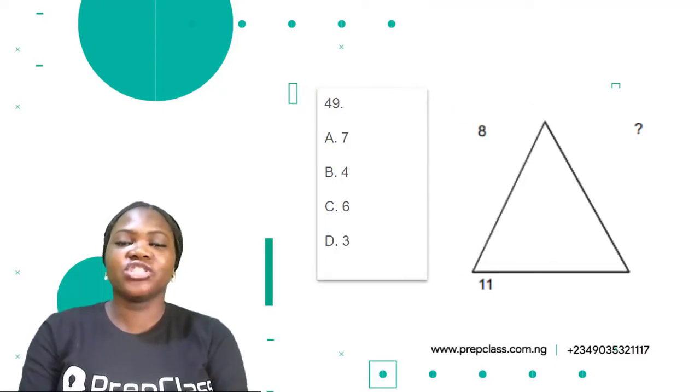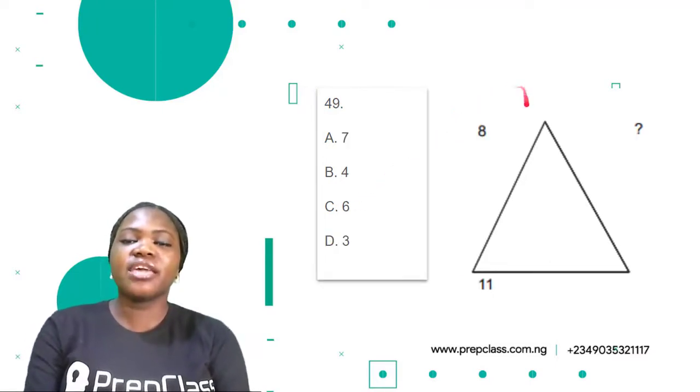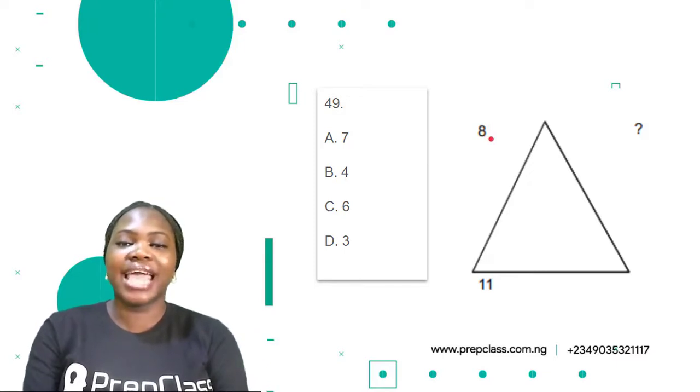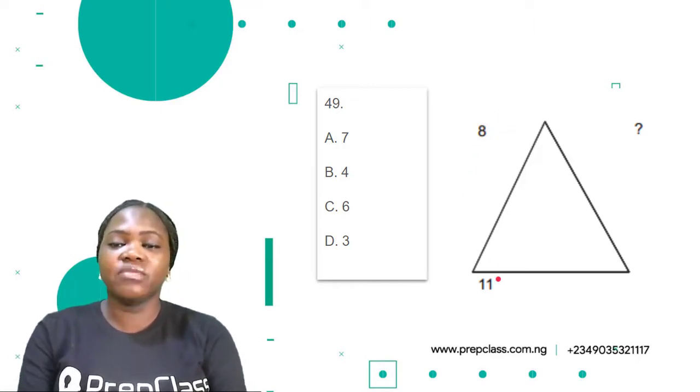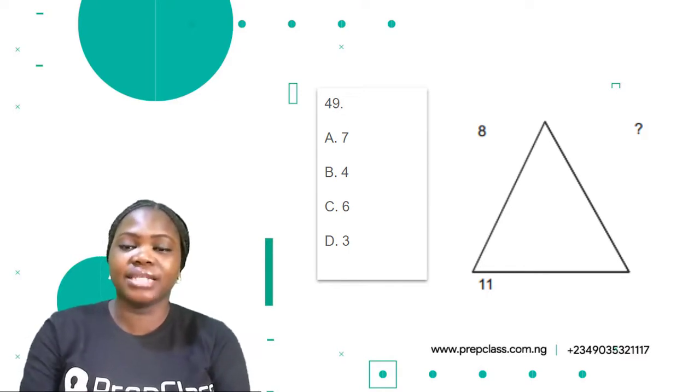Let's move on to the next question, question 49. So we are given one of the top numbers as 8 and the second top number is missing. The bottom number is also given as 11. So what do we do? Try this yourself and see if you'll be able to get it.